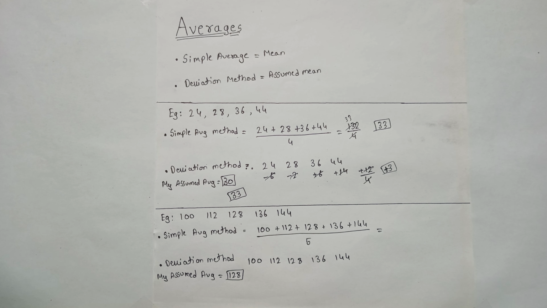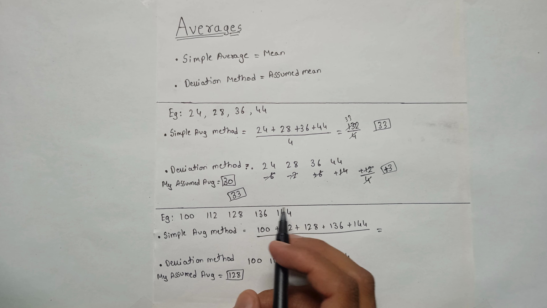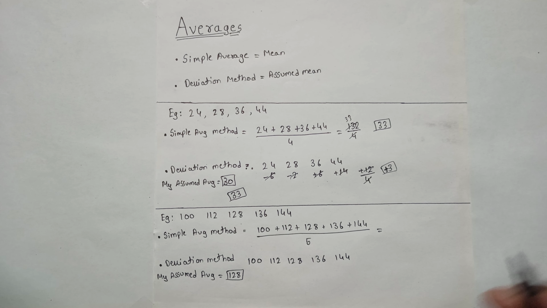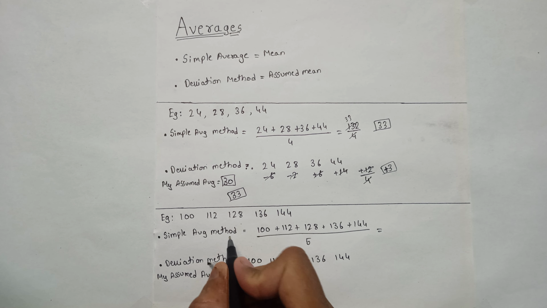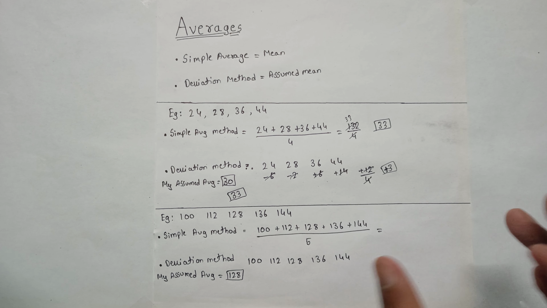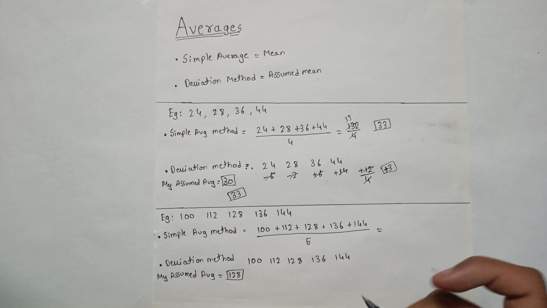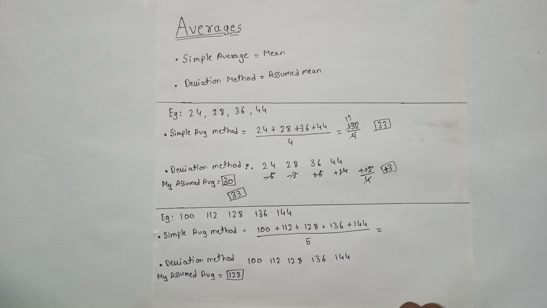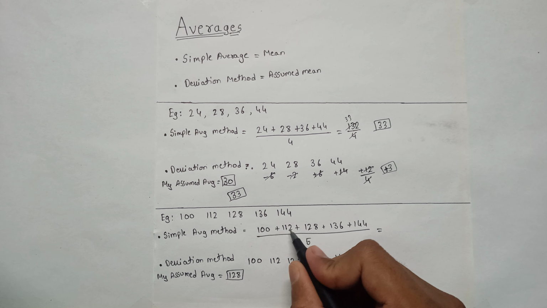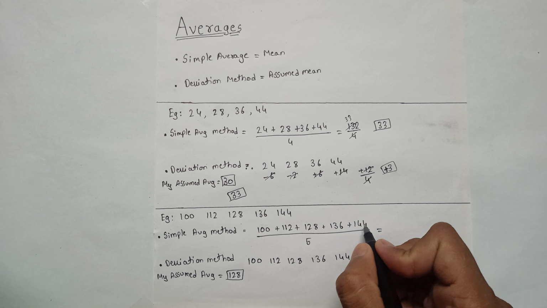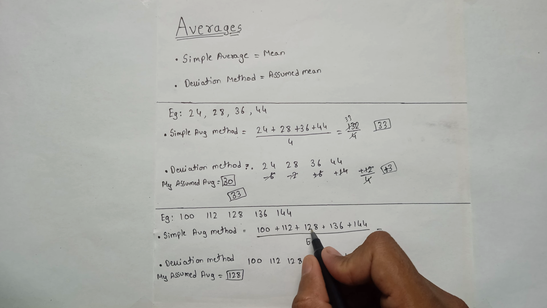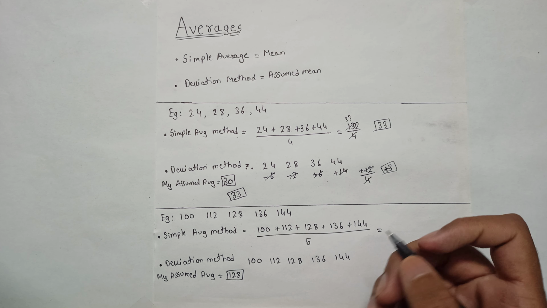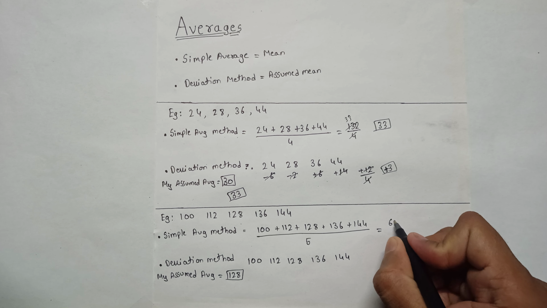Let's see example number 2. Example number 2 says calculate the average of 100, 112, 128, 136, 144. Same thing we have to do here also. The simple average method says we add all the numbers and divide by the total number. So let's start adding 100, 112, 128, 136, 144. This will give me 500, 580 and 40, so it will give me 620.